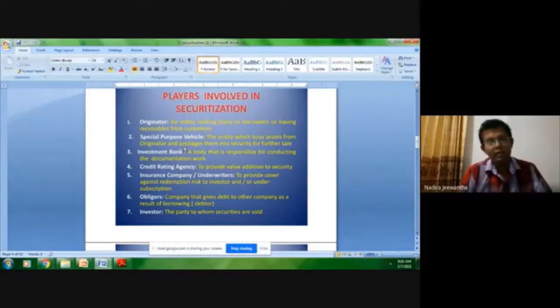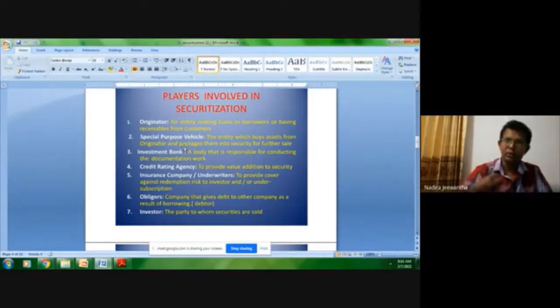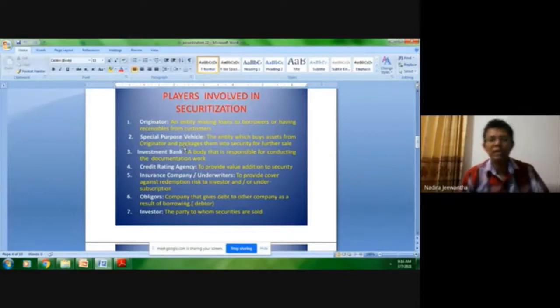How do you get the third party's view? Say your bank is issuing a debenture, and you are asking me to invest. How do you get to know what's happening inside your bank? Somebody independent should be there to give me the information. What is that? Credit rating agency. Similarly, credit rating is very important under securitization.